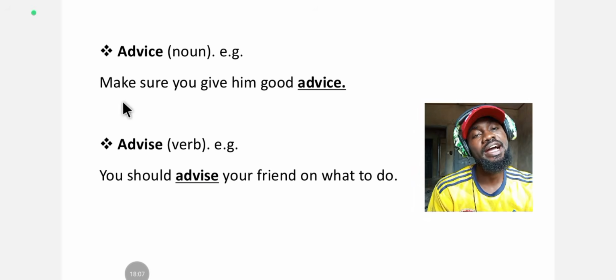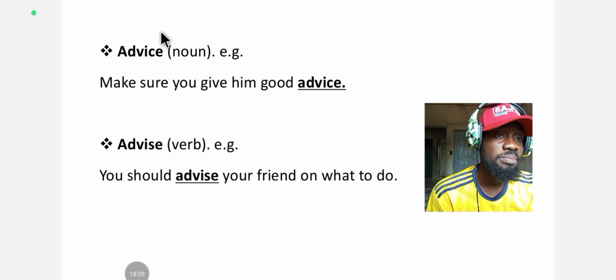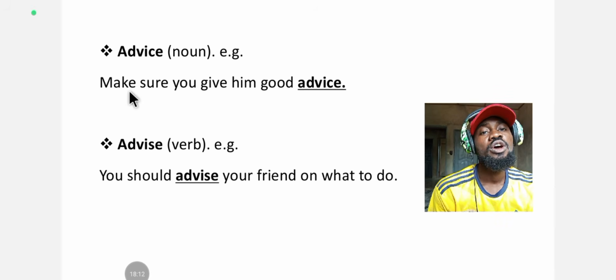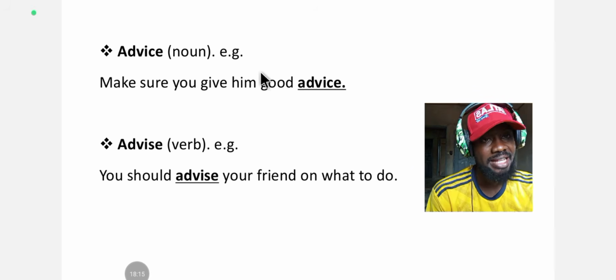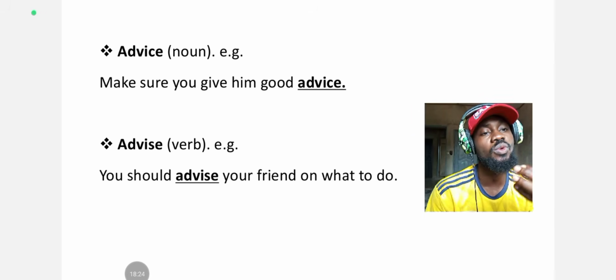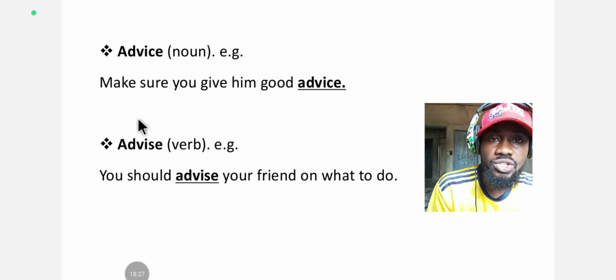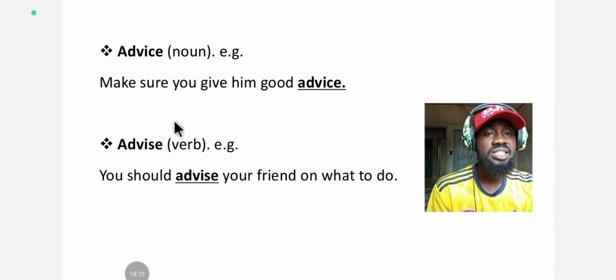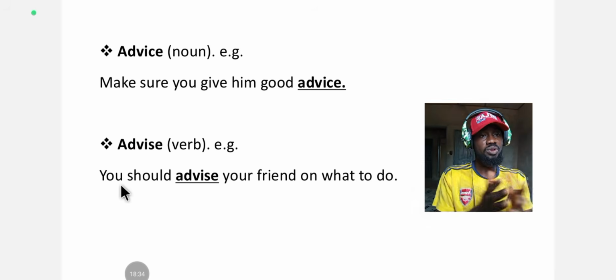So this advice we have here is the noun form. It means, make sure you give him good advice. That's the example. You are giving him something. It's a noun. But look at this other spelling ending in SE. This is the verb form of advice. It's an action.